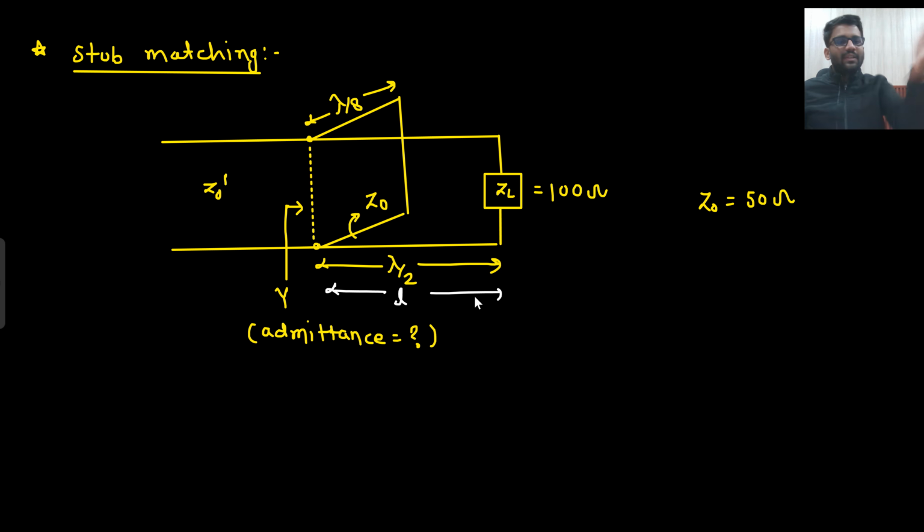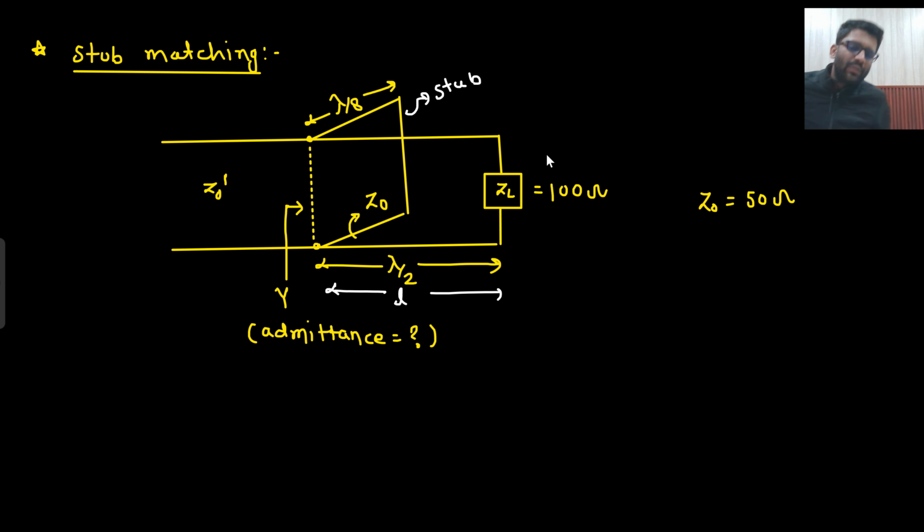I will connect another transmission line. Now the load of that transmission line would either be shorted or open circuited. What you are doing is, from the load at a random distance, you are connecting another transmission line, and the load of that transmission line is either open circuited or short circuited. So that is known as stub. This particular circuitry is known as stub. Okay.